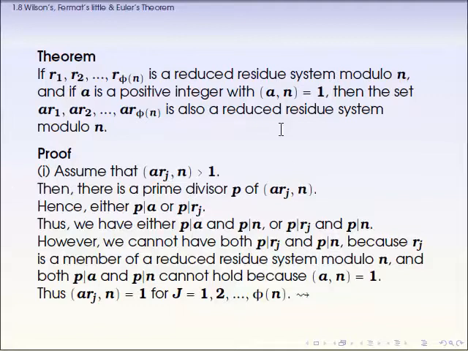So altogether, it's clear that a r1 through a r phi of n must be another reduced residue system.